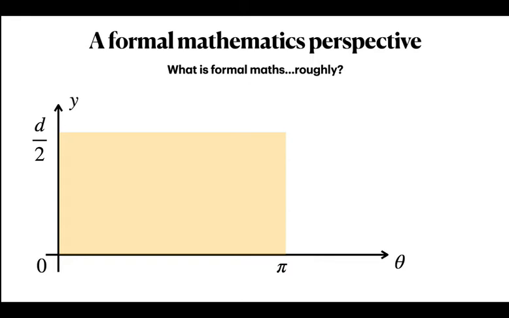Now, one way we can then formalize this graphically is by representing the space or set of all possible configurations graphically, and that's what I'm doing here. And essentially, this is every single point in this beige rectangle. So you see on the y-axis it goes from 0 to d over 2, so this is the interval we mentioned earlier, and likewise for the theta axis then it goes from 0 to pi.